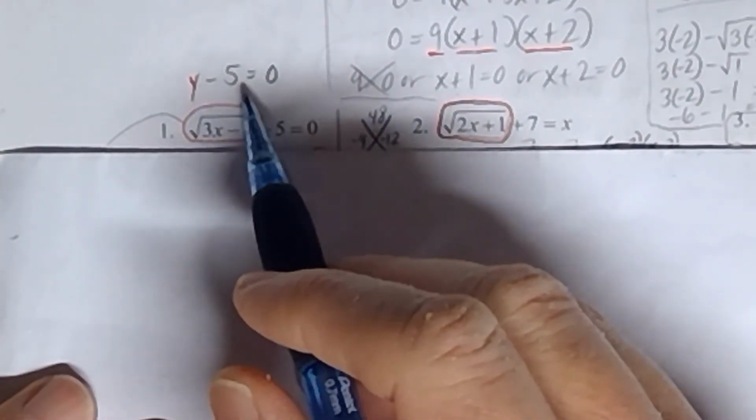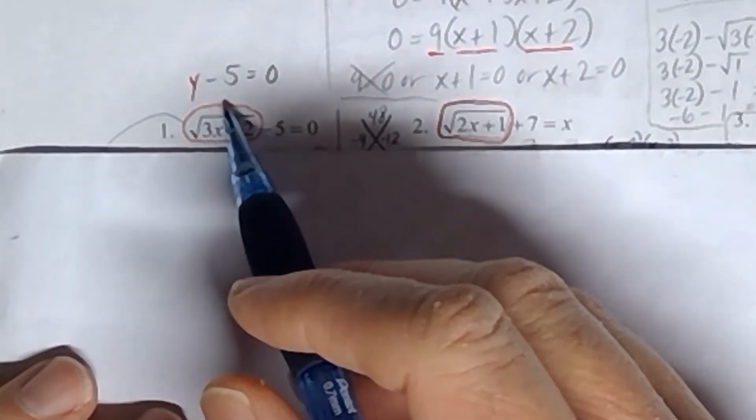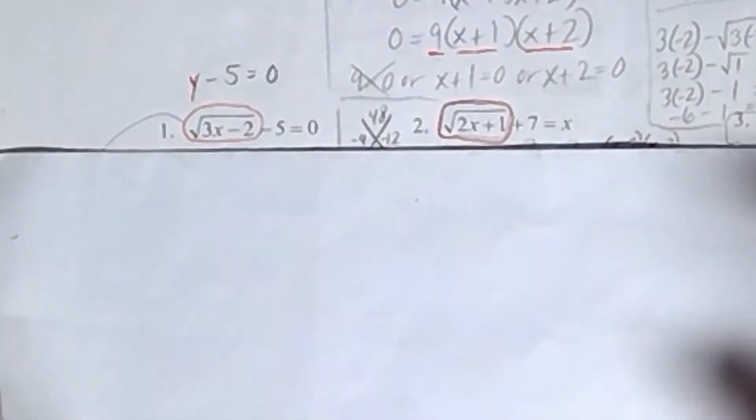We know that when we have y minus 5 equal to 0, we can get y by itself by adding the 5 over to the other side.